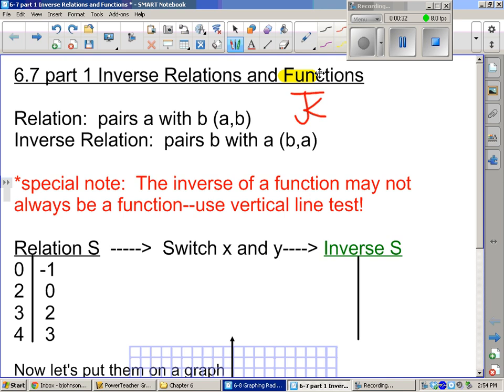So if you look at the little definitions here, you pair A with B for a relation, but for its inverse, all you do is switch them around, make it B and A. Now, there is a special note here. We better take special note of that special note. It's big and it's in red, so it's pretty special. The inverse of a function may not always be a function. Sometimes you can think of it as using the vertical line test. That's how we know things are functions.